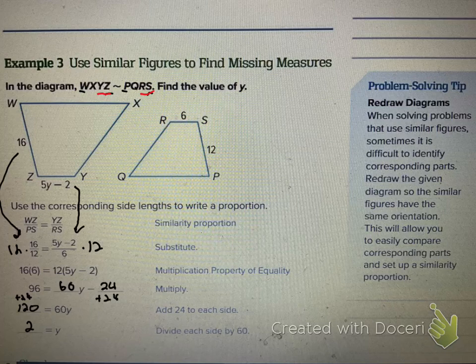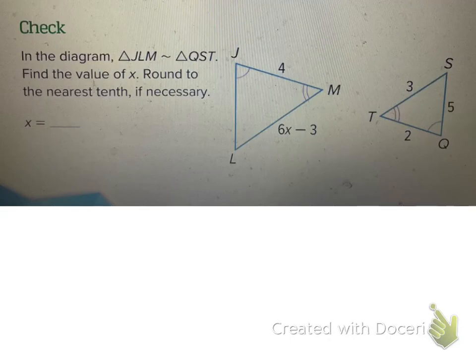Okay. So here, the check. Again, pause it if you want to try and do it by yourself and then hit play. Ain't no shame in your game if you try and do it yourself.